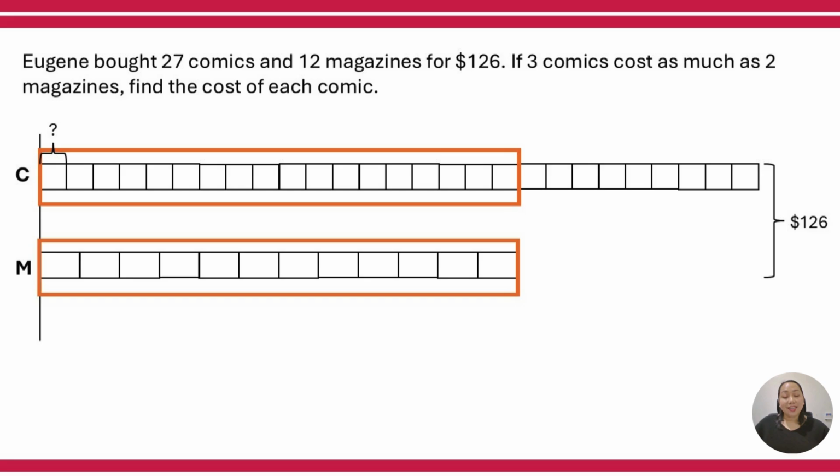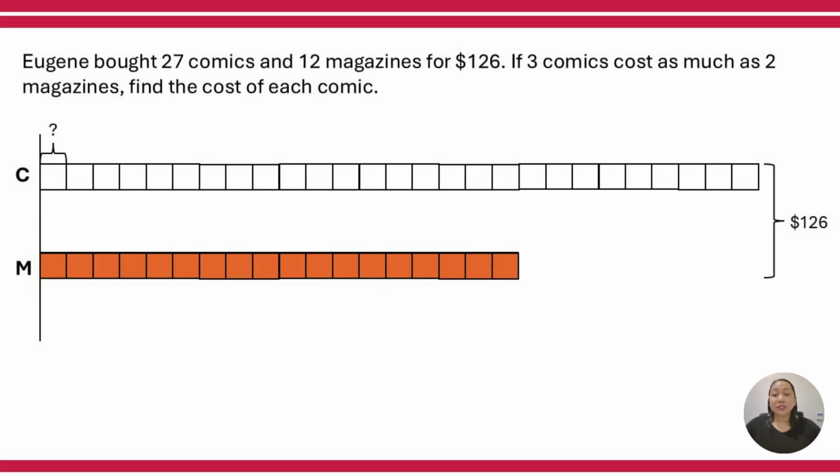Now notice that the 18 units of the comics and the 12 units of the magazines are equal. Thus, we can replace the 12 units of the magazines with the 18 units of the comics. Why am I doing this? This is because our goal is for us to have equal units. That way we can compute for the cost of each comic.